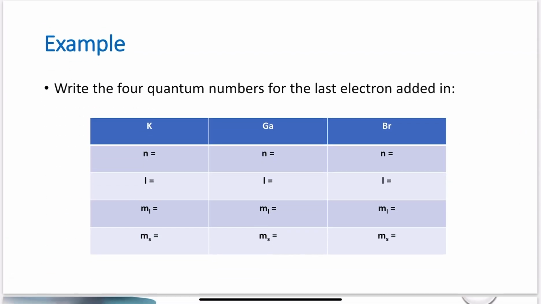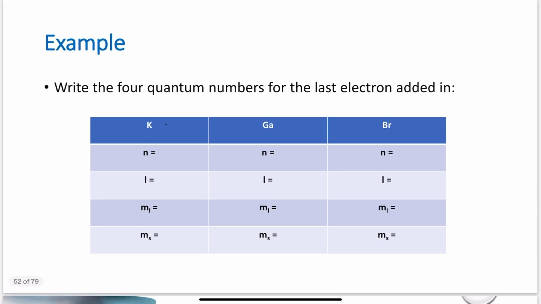Okay. Write the 4 quantum numbers for the last electron added in. Well, let's think about it. If I've got potassium, I'm going to write this up here. That's argon 4s1. So my last electron was added in the 4th energy level in an s orbital, so n is 4, l is 0. m sub l for s is 0, and it's the first electron added into that shell, so it's got to be +1/2.